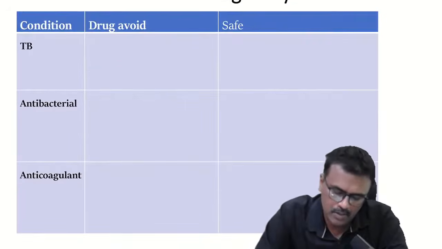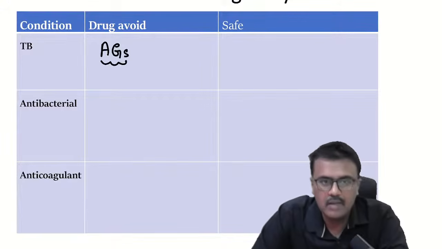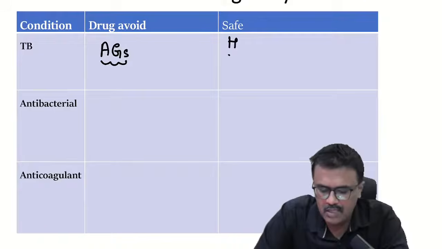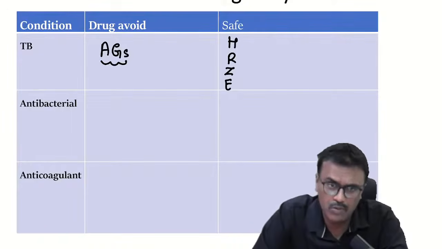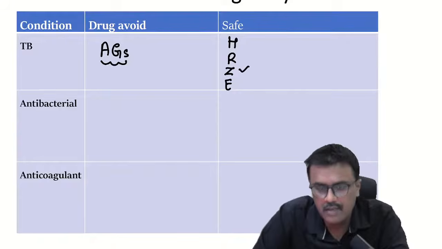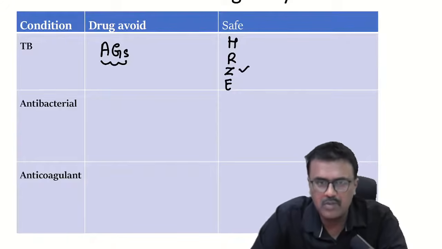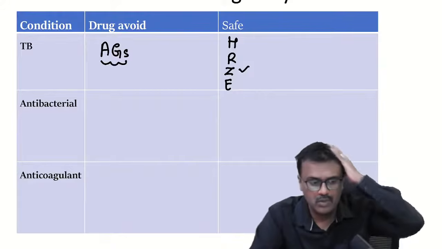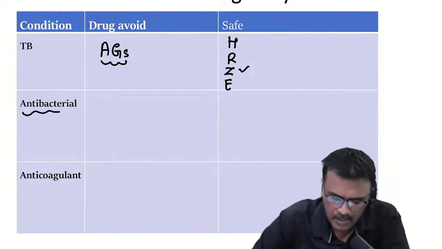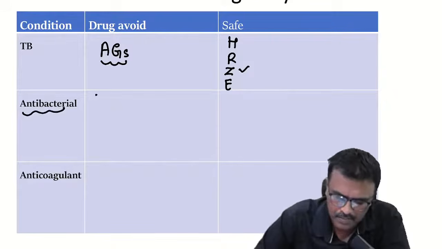Tuberculosis, what to avoid? Avoid aminoglycoside. This is tested. What is safe? HRZE are safe. Even in HRZE, if they ask you which one you will avoid, then I will avoid Z, pyrazinamide. But most of the questions will test you to avoid amikacin. Just now I showed you the question.